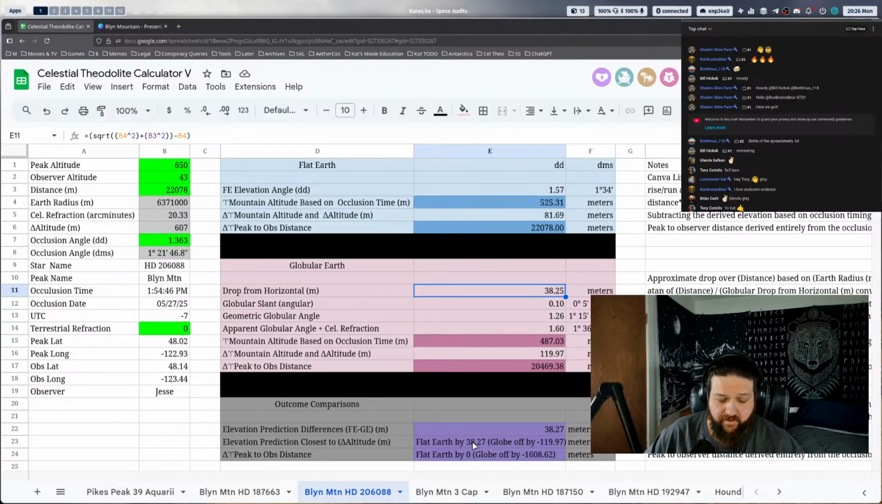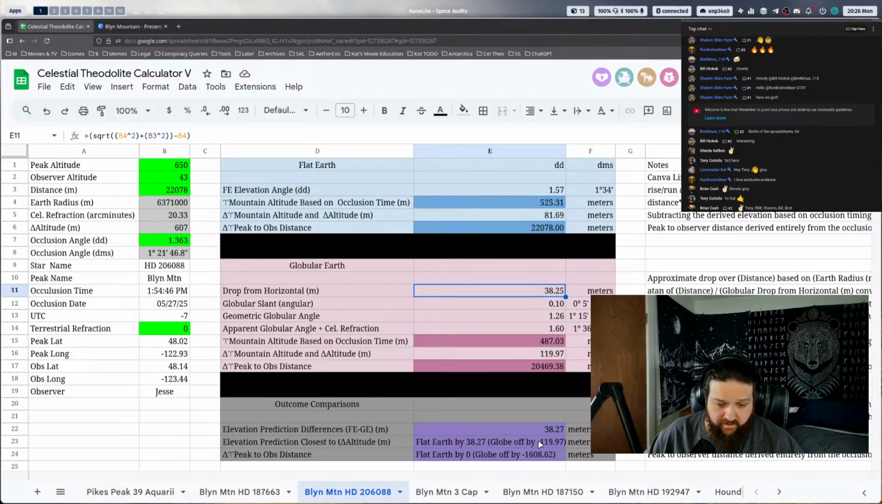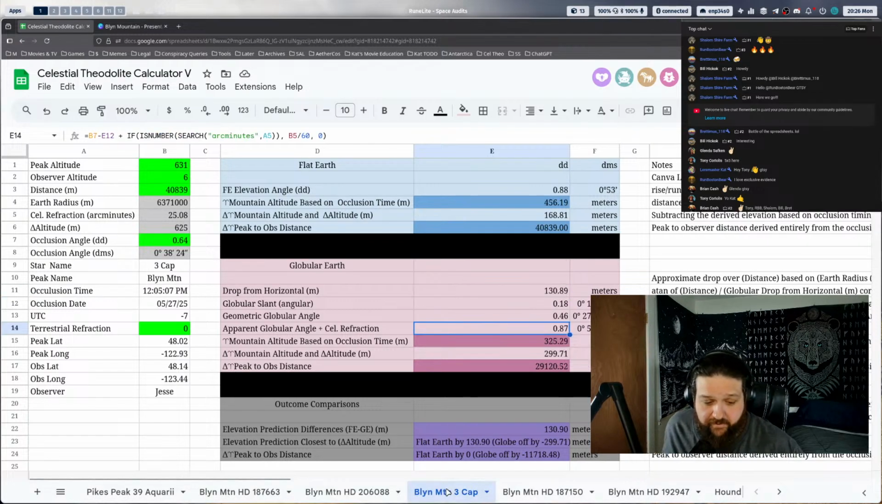Again, Flat Earth is closer by 38 meters. Globe Earth is off by 111. Flat Earth's dead on for distance. Globe's off by 1,600 meters. And again, the exact amount that the globe is off is exactly how much it predicts as a drop in meters. Here's Blinn Mountain again from another different elevation. Same situation. It's close, but it's not there.